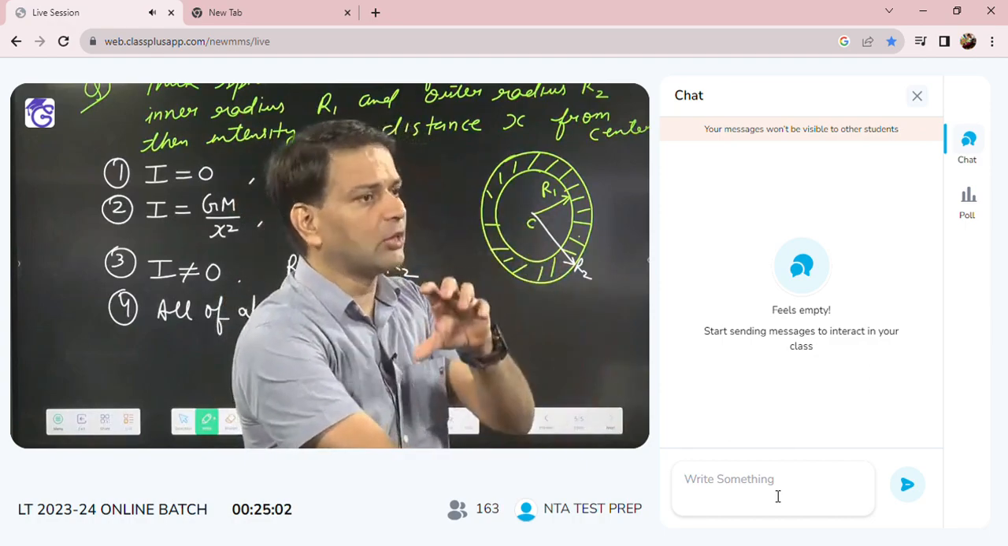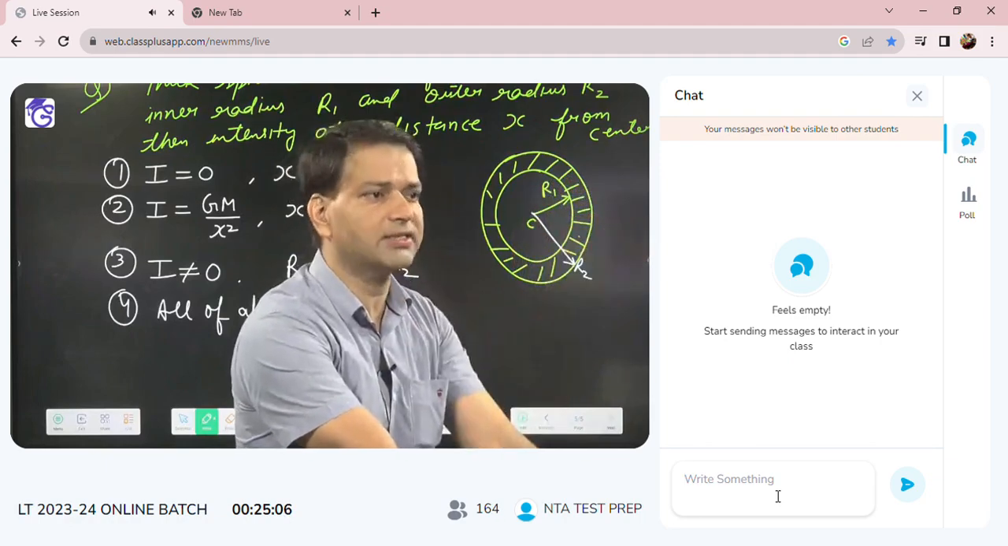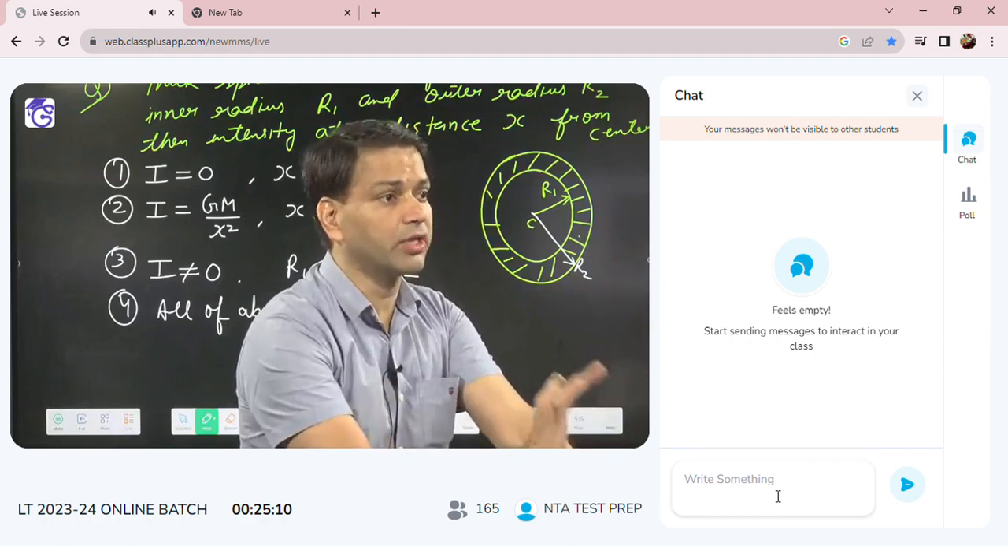When the point is outside, what can we do? We can replace the shell by a point mass and assume it at the center. So what is the intensity you will get? GM by x square. That is also correct.